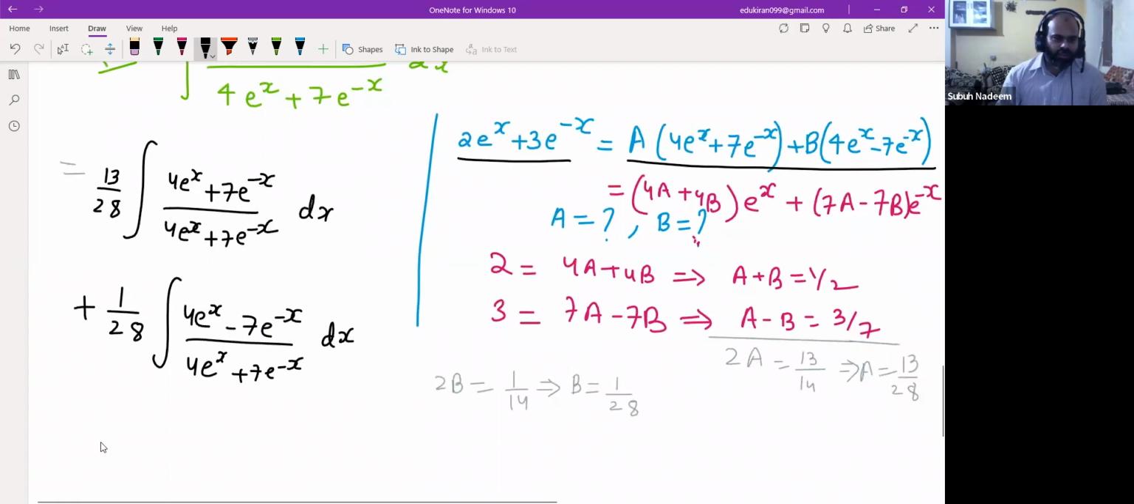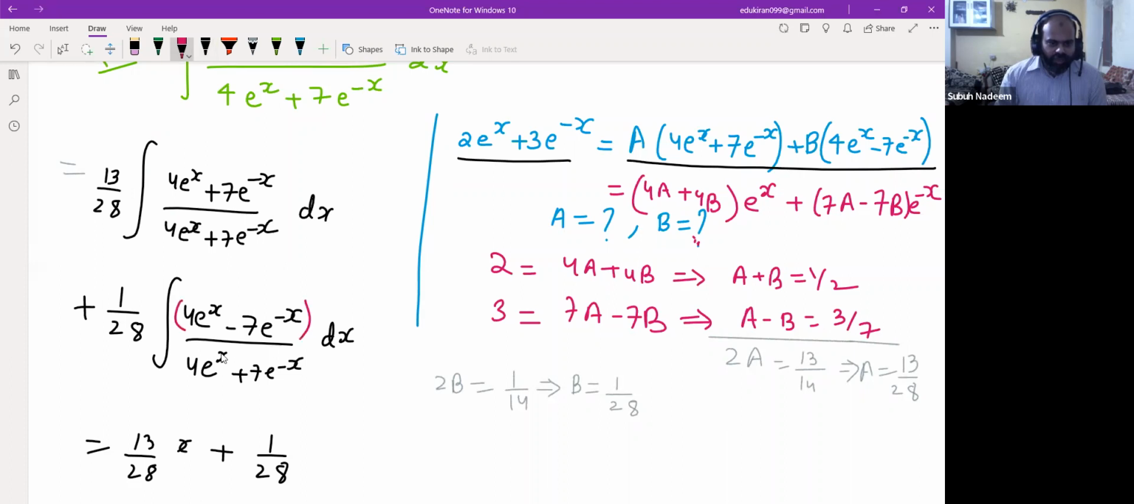The first part, 4e to the power x plus 7e to the power minus x, numerator and denominator is same. So it will be simply 13 by 28 x plus 1 by 28. The integral of that will be x. And the second one, this is the derivative of this denominator. That is how we took these two terms also. So if the denominator is u, the numerator is du. This will be log of mod u. That is log of 4e to the power x plus 7e to the power minus x plus c. So this will be your answer.